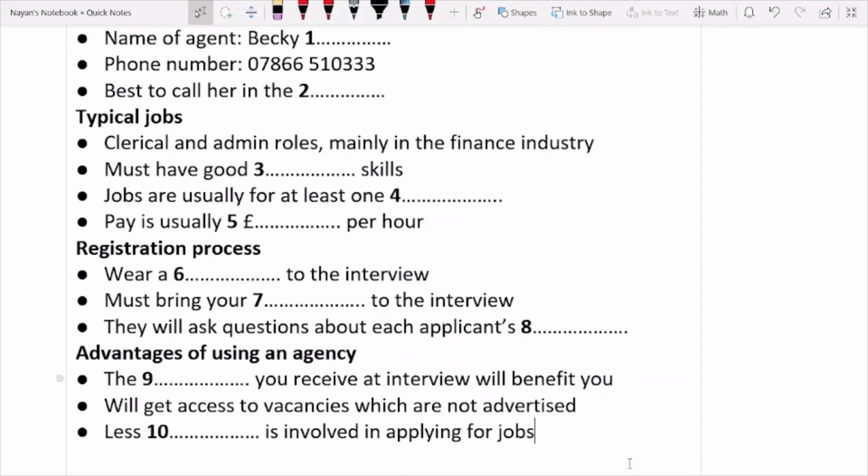Exactly. Most temporary jobs aren't advertised. And I expect finding a temporary job this way takes a lot less time. It's much easier than ringing up individual companies. Yes, indeed. Well, I think I've covered everything. That is the end of part 1. You now have 1 minute to check your answers to part 1.